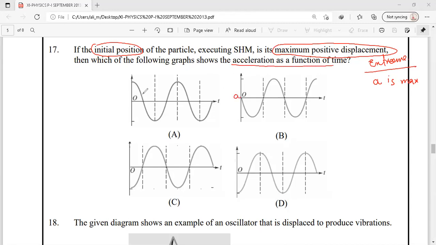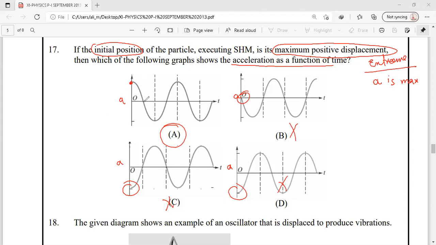It means we have the acceleration on the y-axis and time on the x-axis. So we have positive acceleration, and this acceleration will reduce, come to zero, and then become negative. These options show that acceleration is negative, while this shows that acceleration is zero. So these are the incorrect answers. The correct answer is option A, in which the body has maximum positive displacement.